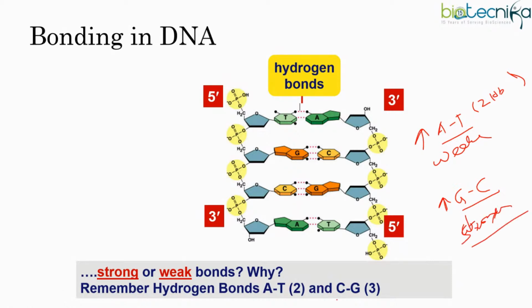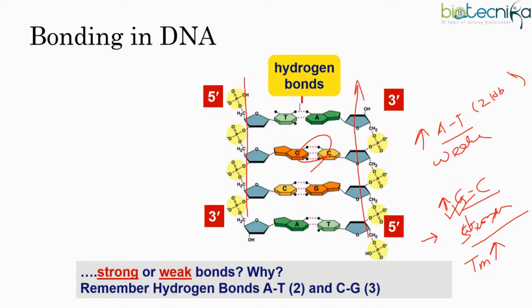Because to break them, you require more force. Three hydrogen bonds are required, no? So you require more force to break them. That's why if any molecule's GC content is more, we will say that molecule is more stable and the melting temperature, Tm, will be higher, because more effort and energy is required to separate the two strands. So this is one strand and this is another strand.